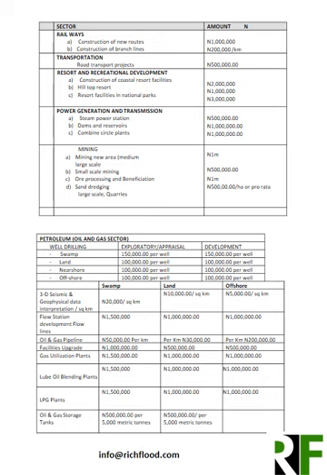If it's hilltop resorts, it is 1 million naira. Resort facilities in national parks are 3 million naira. Then let's come to the power sector, power generation and transmission. A, steam power station is 500,000 naira. Dams and reservoirs are 1 million naira. Combined cycle plants are 1 million naira.